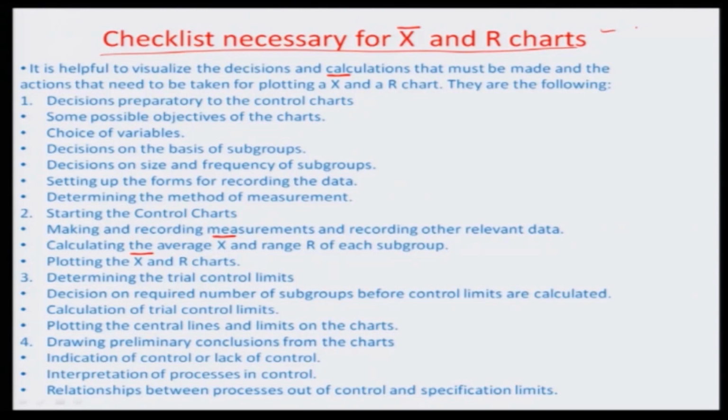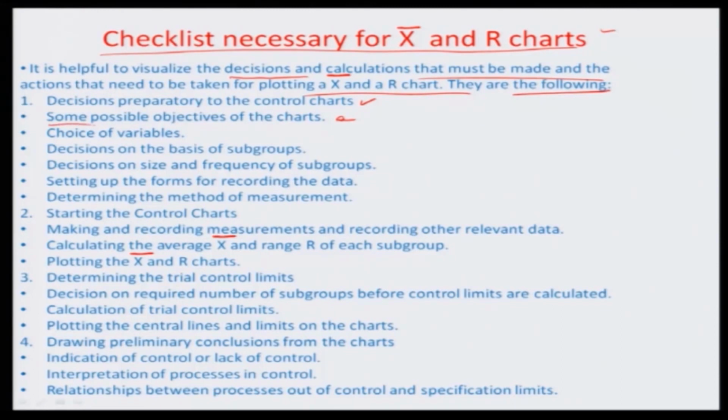So it is helpful to visualize the decisions and calculations that must be made and actions that need to be taken for plotting an X bar and R chart. Some of the actions are given here. One is the decisions preparatory to the control charts. What are those decisions? When do you realize that a control chart needs to be plotted? So first of all, you have to set some objectives, right.